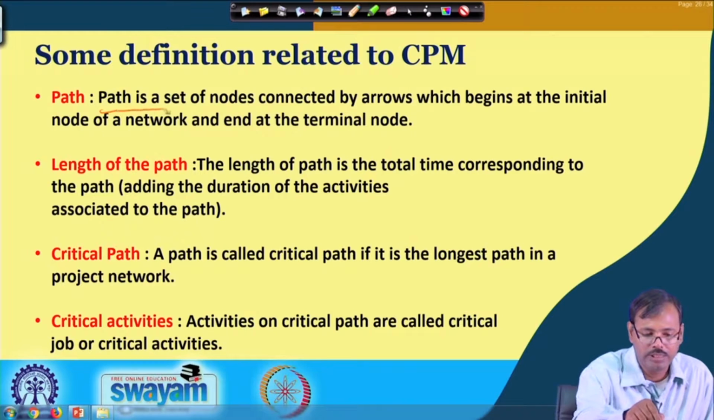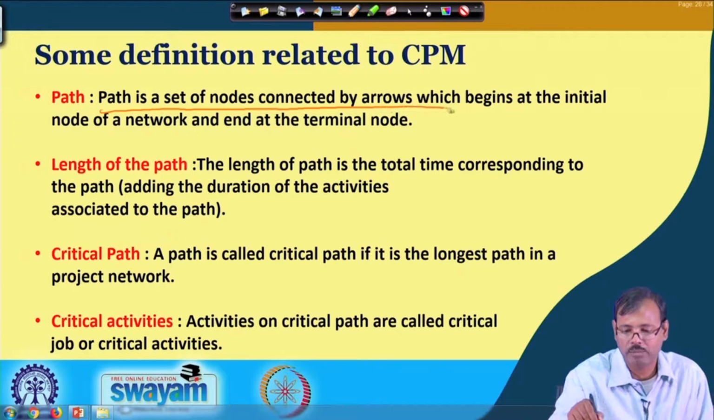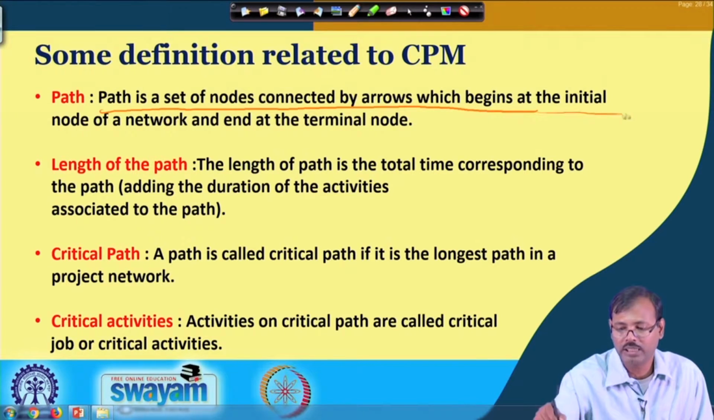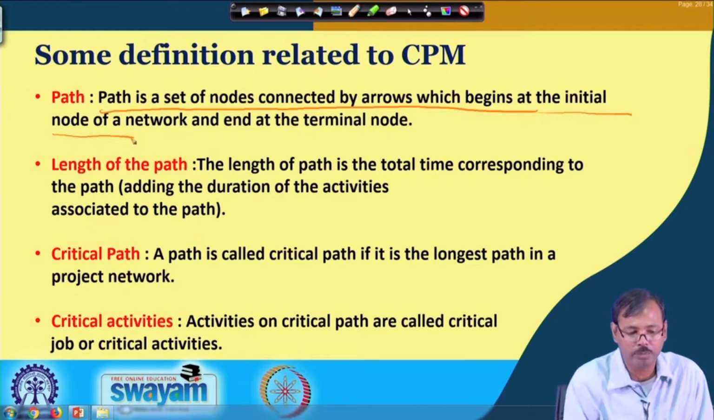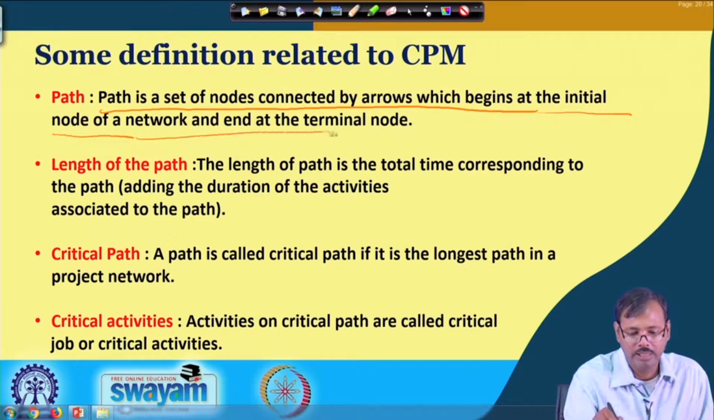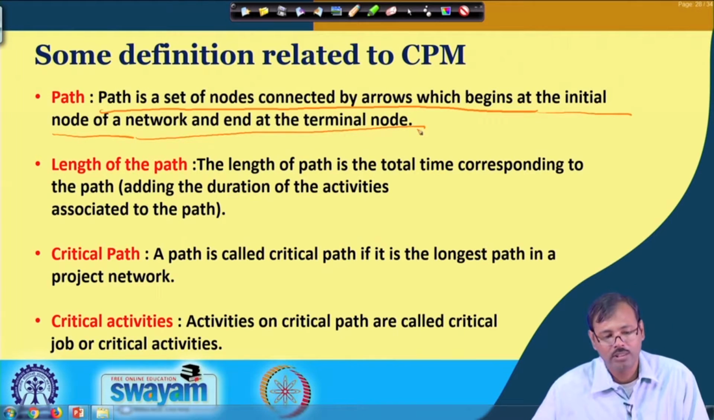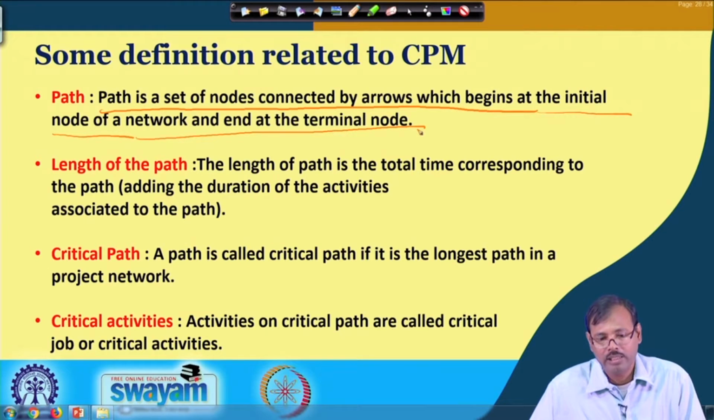Path is basically a set of nodes connected by arrows, which begins at the initial node, that means the starting point of the complete network, and ends at the terminal node of the network. So, the starting point of the network and the ending point of the network are connected by a set of arrows, which is called a path. A network may have n number of paths.